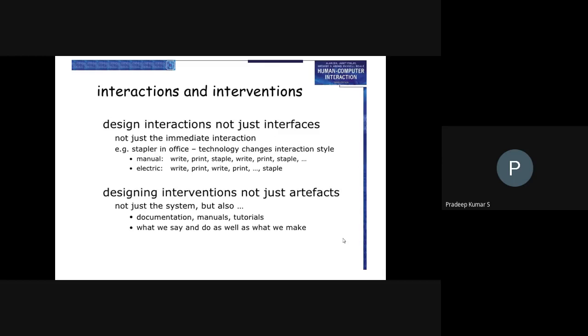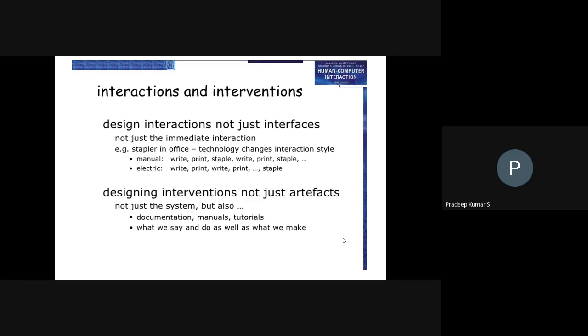So here, in interaction and intervention, the design of interaction is not just the interface. It is not just the immediate interaction. Here also there is the manual. I can see the stapler in the office. Here technology changes interaction also.